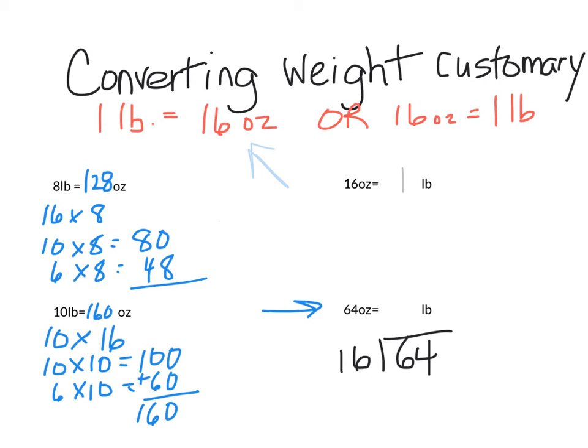Well, I know that 16 plus 16 is 32. Add another 16. 16 plus 16, like I said, is 32. Plus 16 equals 48. So I have to ask myself, can I get one more 16 in there? I sure can. I can do it 4 times. 4 times 10 is 40, and 4 times 6 is 24, which equals then 64 exactly. So we subtract that out, and so our answer is that there are 4 pounds with that 64 ounces, or 64 ounces converts to 4 pounds.